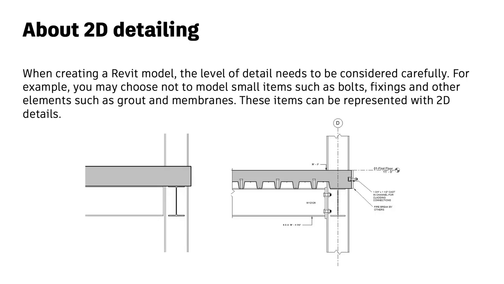When creating a Revit model, the level of detail needs to be carefully considered. For example, you may choose not to model small items such as bolts, fixings, and other elements such as grout and membranes. If these items are modelled in a large project, the file size and model performance may suffer. Instead, you can represent items such as these with 2D details. The image on the left shows an original section from the 3D model. The image on the right-hand side is the same view but has been 2D detailed to convey full construction details.